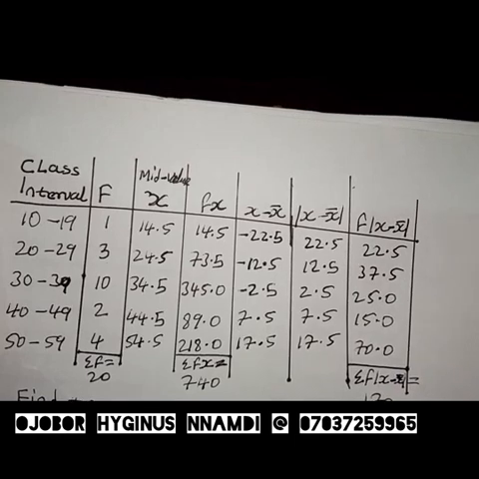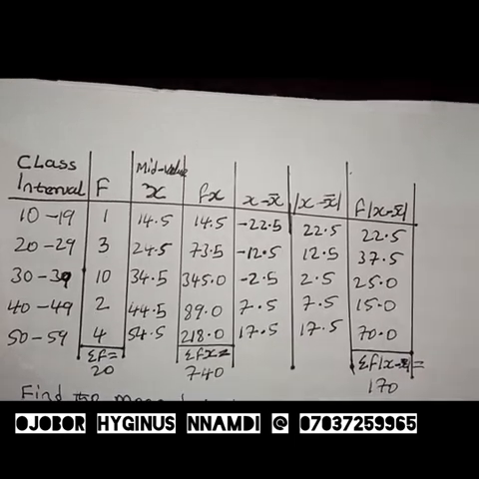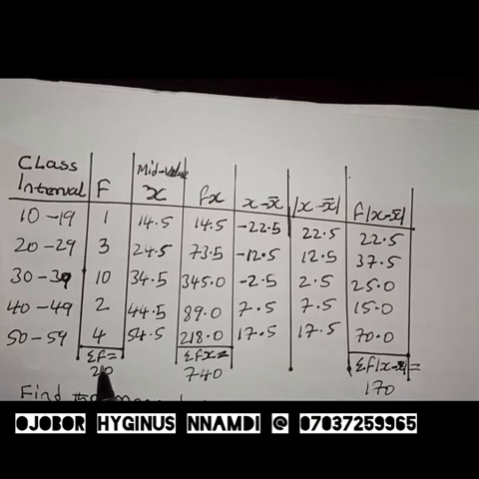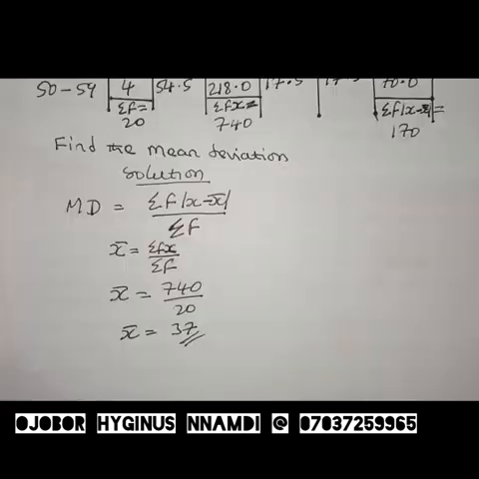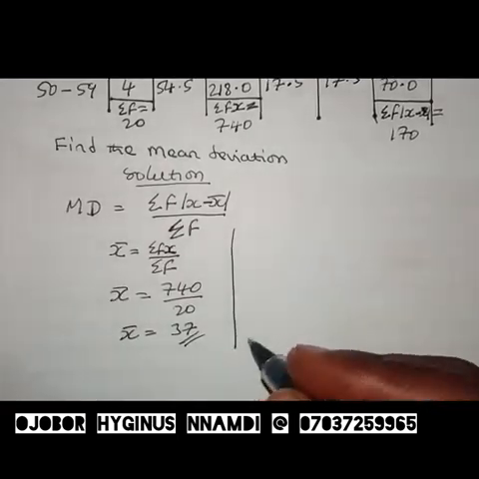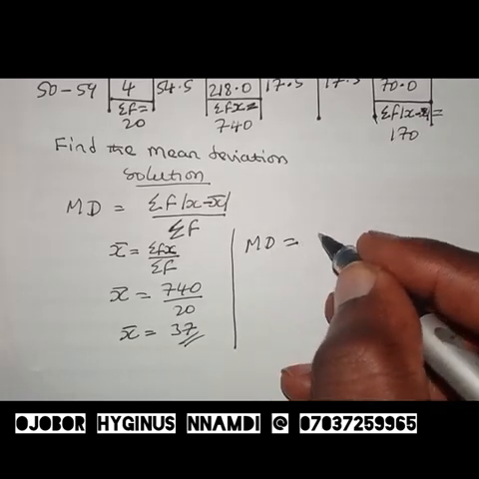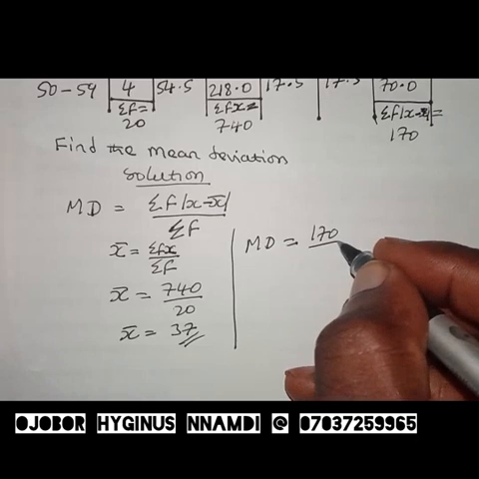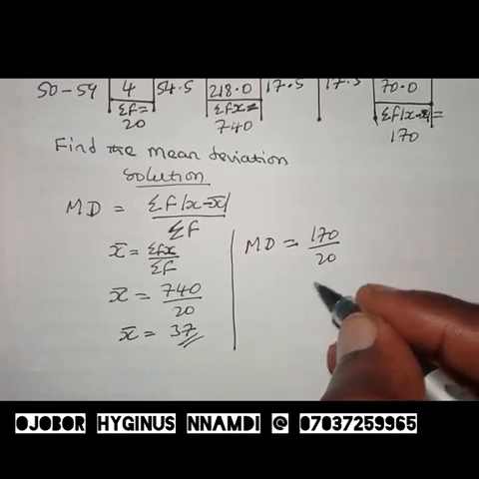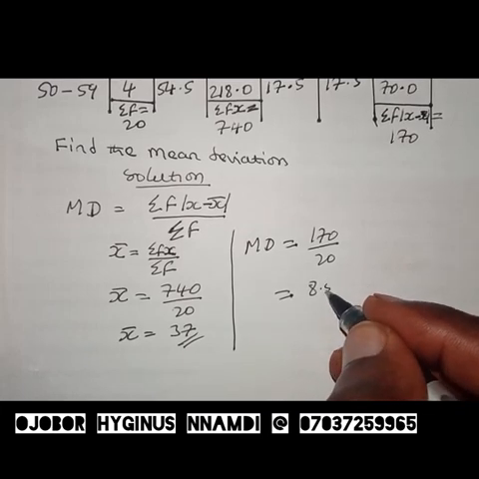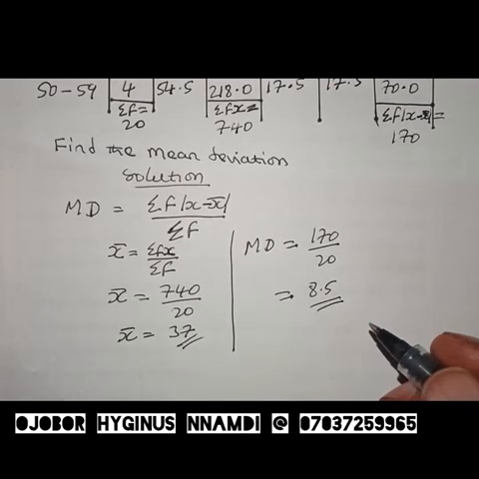and that is it. So going to our formula, we are going to key in this 170 and 20 into the formula. So we can therefore say that mean deviation is equal to 170 divided by 20, and when that is done, it will give us 8.5, and then we have gotten our mean deviation.